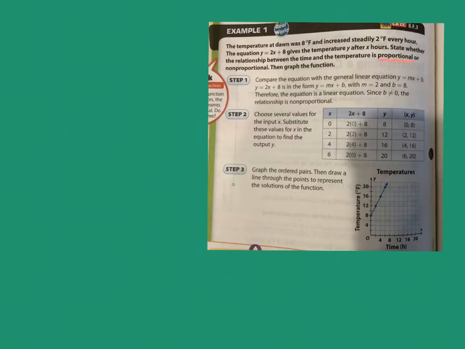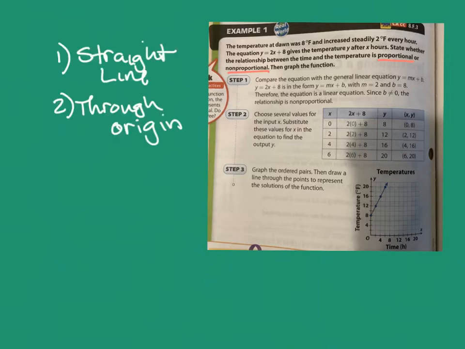Okay, remembering proportional and non-proportional, we know if it's proportional or non-proportional. For it to be proportional, two things have to happen. It needs to be in a straight line, and that straight line needs to go through the origin, 0, 0, this point right there. Now, hopefully you're starting to recognize that if I have y equals 2x plus 8, that plus 8 is my y-intercept. That means I'm going through the y-axis at 8, not at 0. In order for it to go through the origin, that would have to be 0.